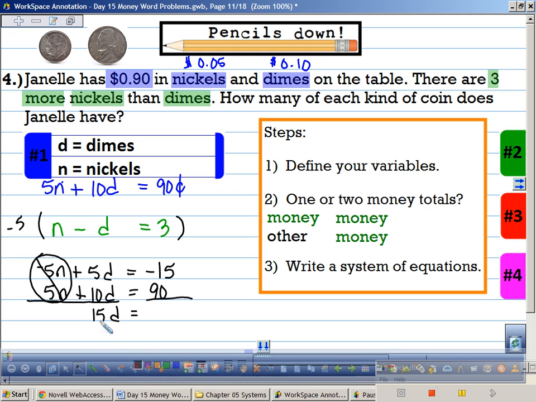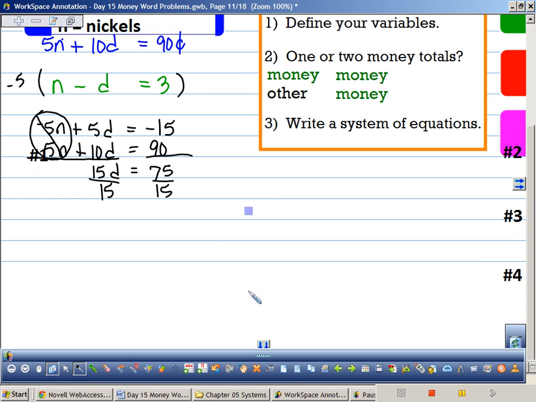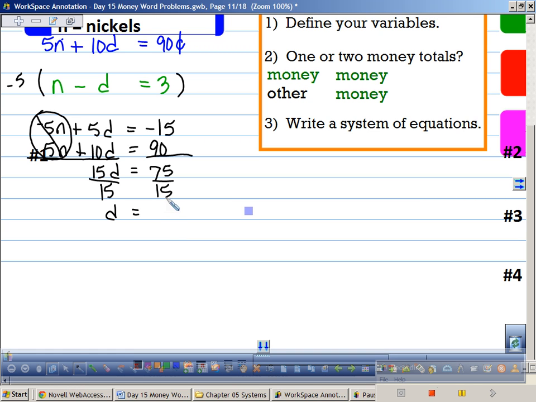That's exactly what I was thinking. How could we have 50 dimes? 15 dimes equals how much? Right, 75. Divide by 15, divide by 15, what do you get? What's 15 times 2? What's 15 times 4? 60. Right? So how many more 15s do I need? One more. So 5.